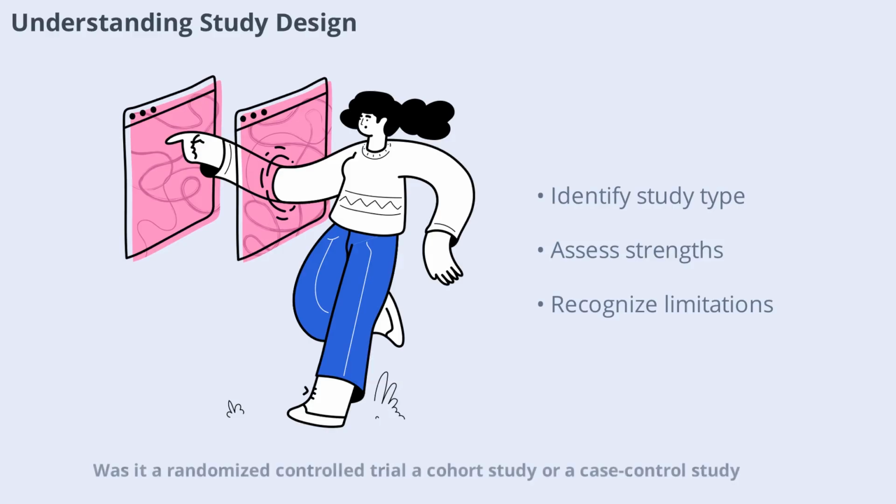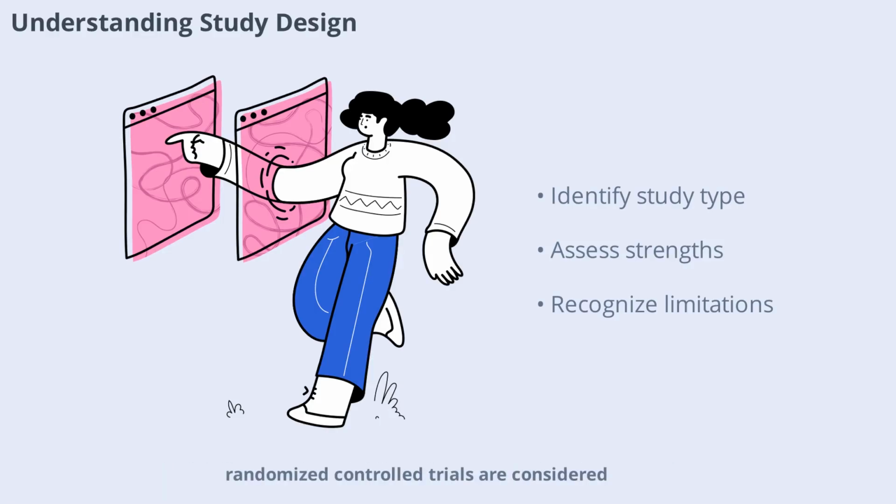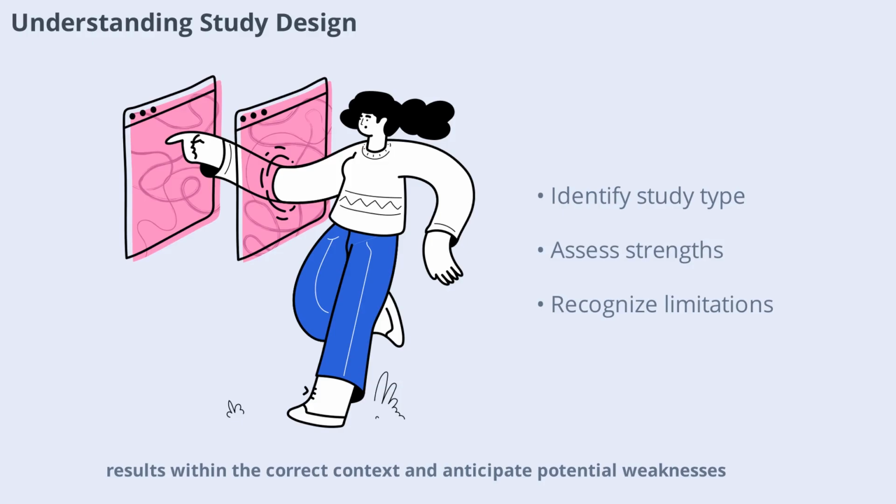A fundamental step in analyzing conclusions is understanding the study's design. Was it a randomized controlled trial, a cohort study, or a case control study? Each design has its strengths and limitations which influence the reliability of the conclusions. For example, randomized controlled trials are considered the gold standard for determining causality, while observational studies are more prone to bias. Knowing the type of study helps you interpret the results within the correct context and anticipate potential weaknesses.